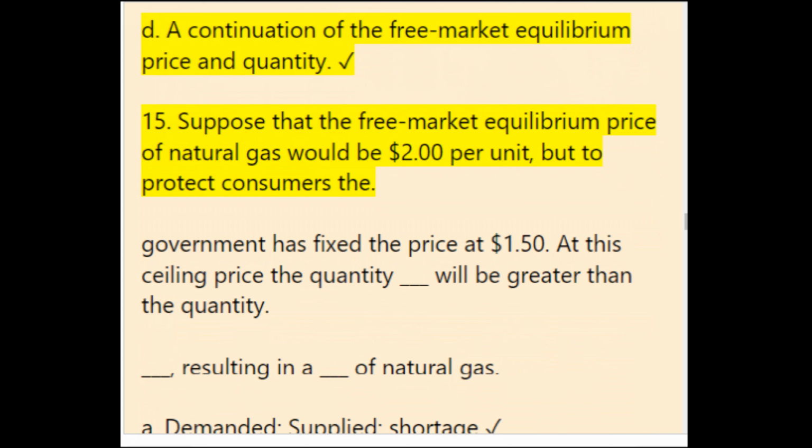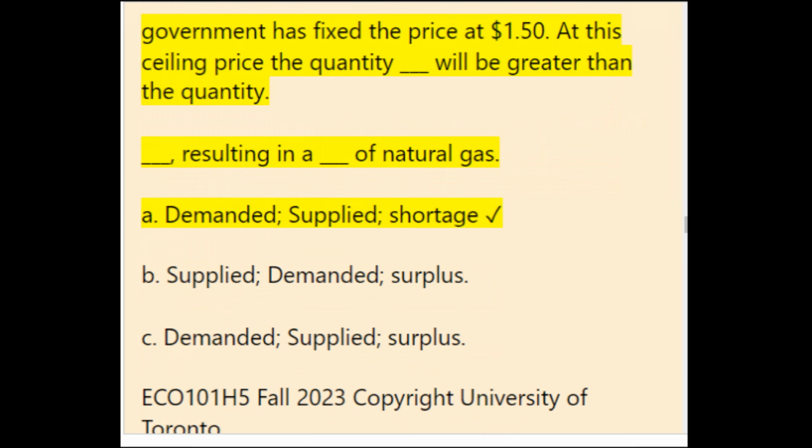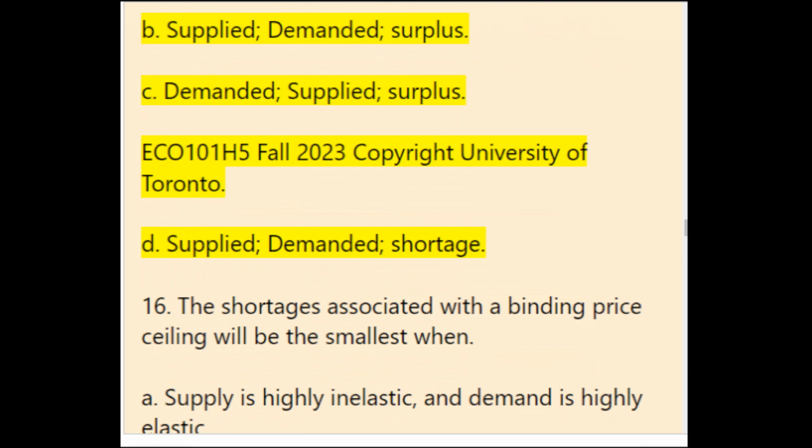15. Suppose that the free market equilibrium price of natural gas would be $2 per unit, but to protect consumers the government has fixed the price at $1.50. At this ceiling price the quantity will be greater than the quantity, resulting in a of natural gas. A. Demanded, supplied, shortage. B. Supplied, demanded, surplus. C. Demanded, supplied, surplus.